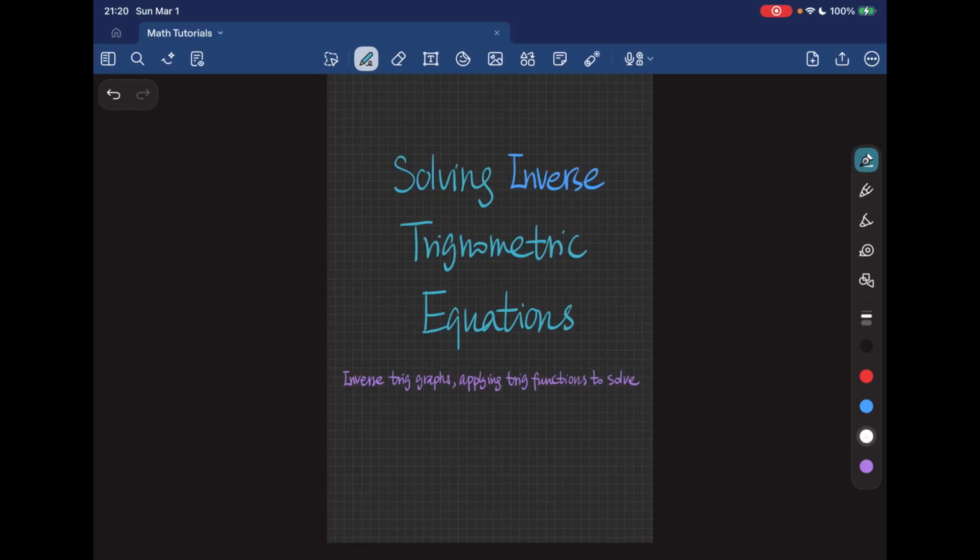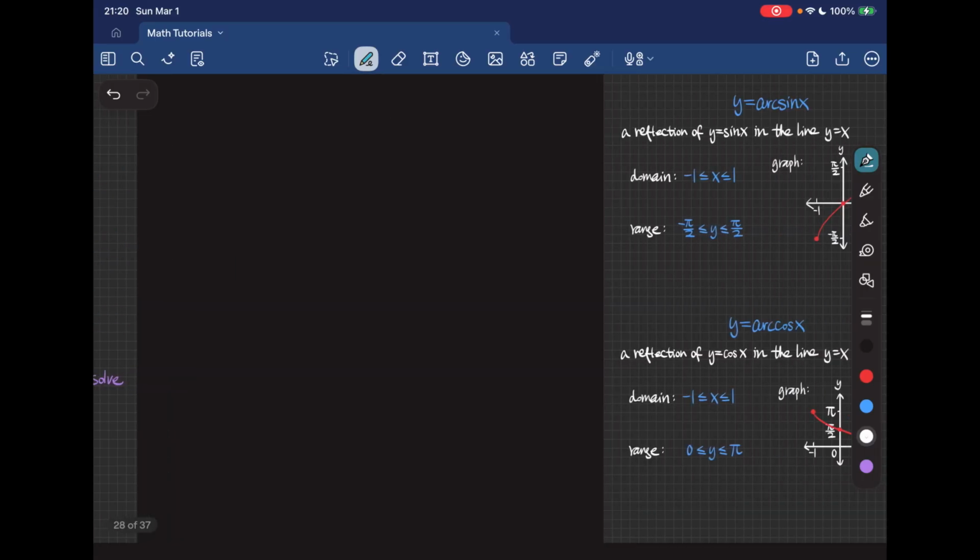Today I want to be talking about solving inverse trigonometric equations. We will first look at the inverse trig graphs, and they will help us solve the equations later. And then we'll also look at how to apply some trig functions and identities to solve them.